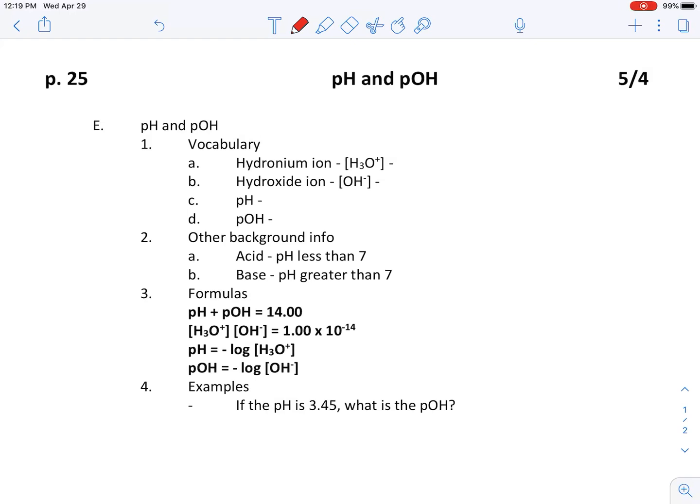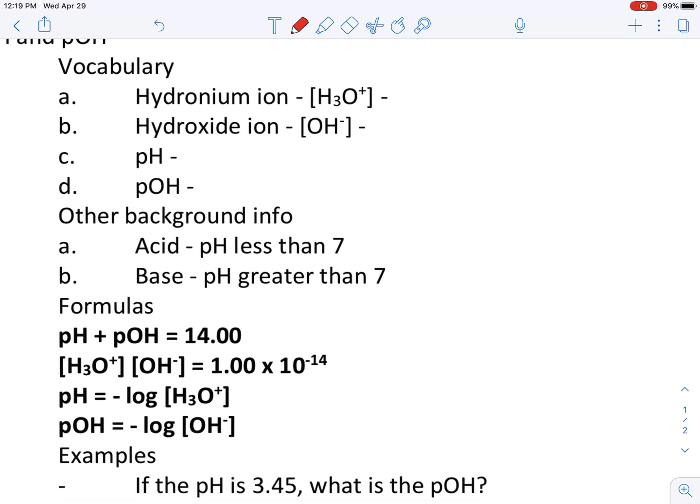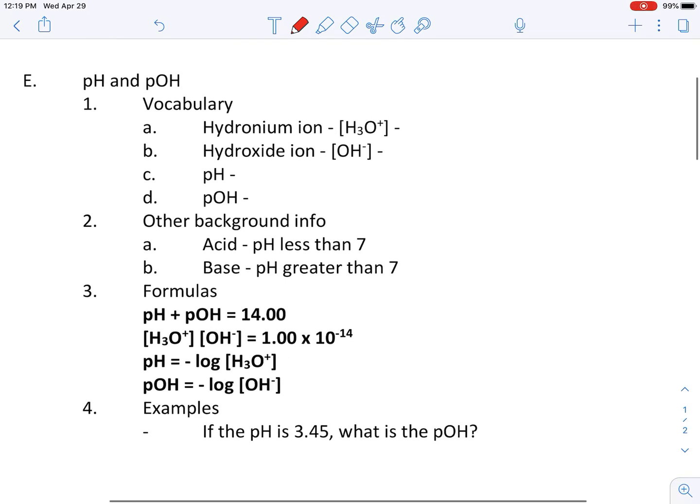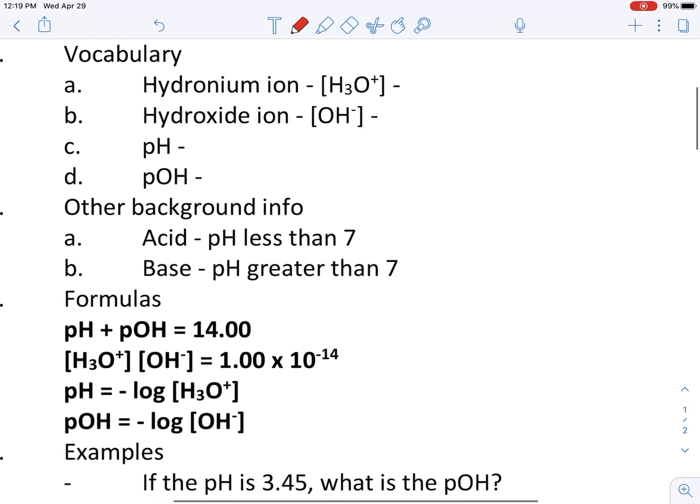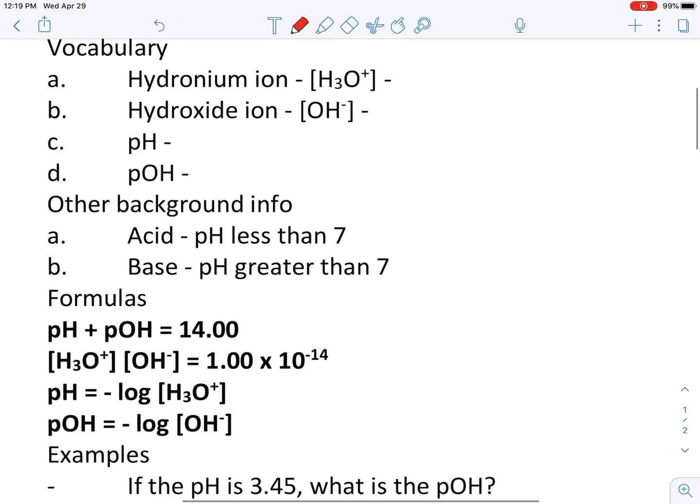Alright, today's topic is, we're on page 25, pH and pOH. Today's date is 5/4. We're going to start off with some vocabulary. Alright, kind of get some information out of the way before we get rolling. Today's topic is pH and pOH.